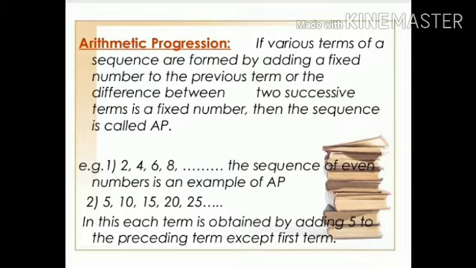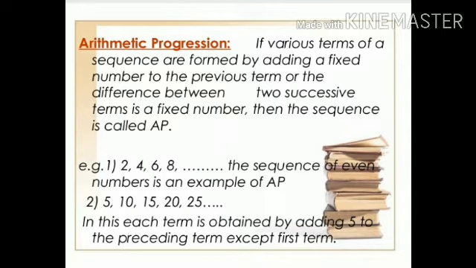Okay, dear students, now we come to the main point, that is arithmetic progression. What is arithmetic progression? Dear students, if the terms of a sequence are formed by adding a fixed number to the previous term, or the difference between two successive terms is a fixed number, then the sequence is called an AP.